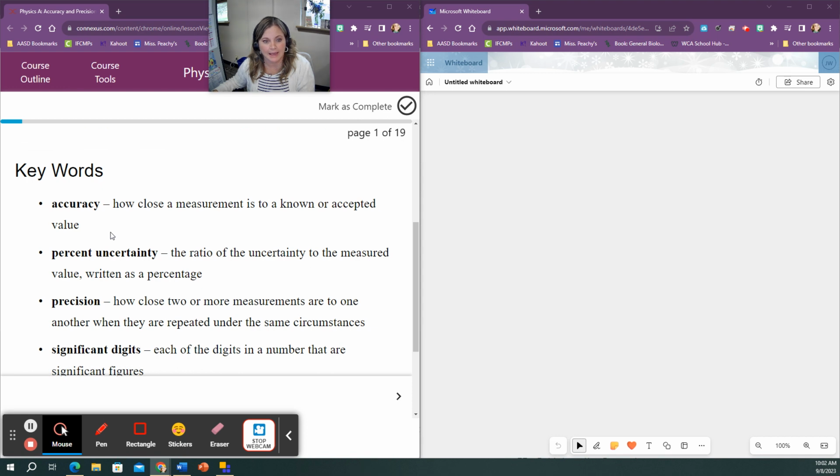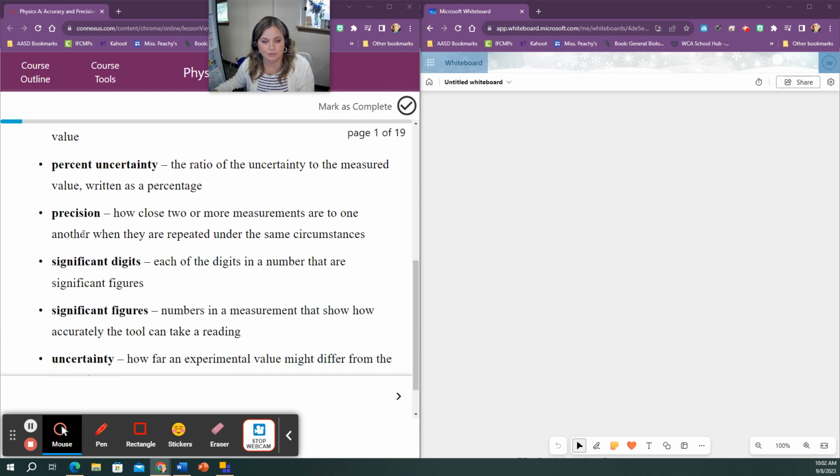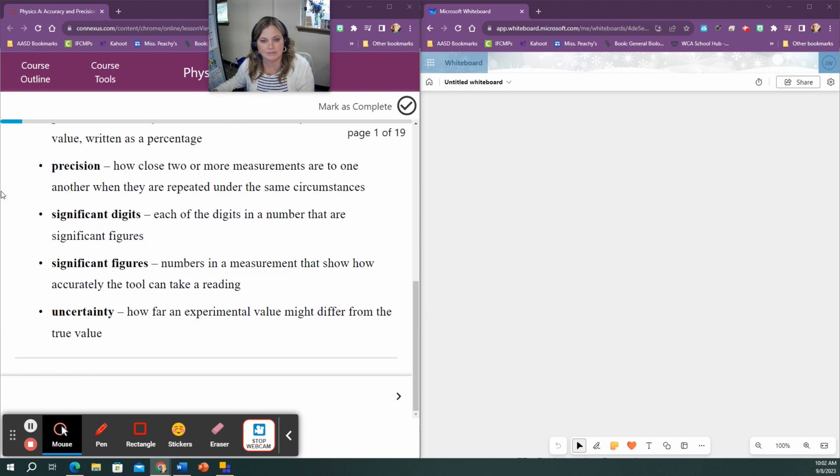Our keywords are accuracy, which is how close a measurement is to the accepted value. Percent uncertainty, the ratio of the uncertainty to the measured value written as a percentage. Precision, how close two or more measurements are to one another when they are repeated under the same circumstances. Significant digits, each of the digits in a number that are significant figures. Significant figures, numbers in a measurement that show how accurate the tools can be. And uncertainty, how far an experimental value may differ from the true value.